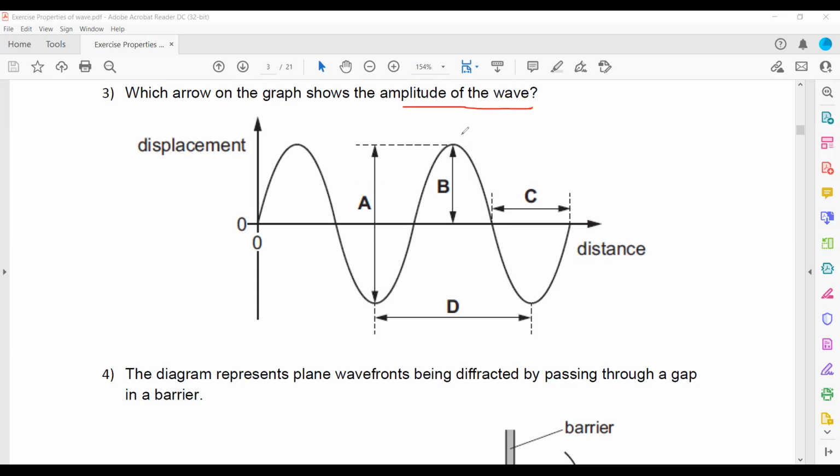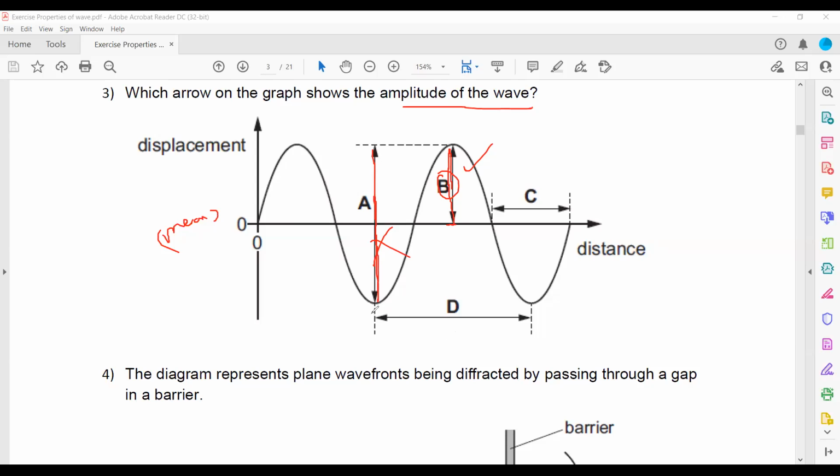Amplitude is the height or the depth of the wave from the mean position. This is the mean or the center position. So the height of the wave from the mean position, that is B, is the correct answer. Why not A? A is actually height plus depth, so that's why it is twice.